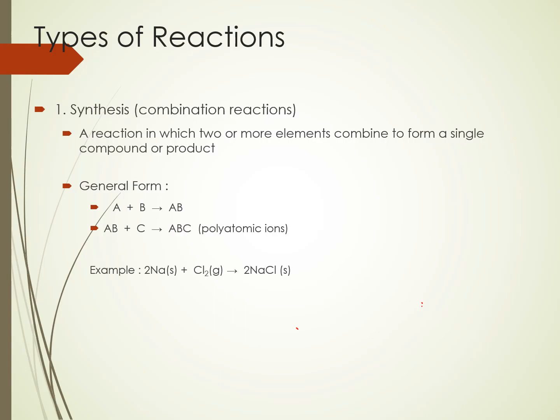The first type of reaction that we're going to look at is a synthesis or a combination reaction. You'll see the term combination in some of your textbooks or online resources, but for the purpose of my class, we are going to be using the term synthesis. A synthesis reaction is one in which two or more elements will combine to form a single compound or product. Typically also you'll find that heat and light are also produced from these reactions.